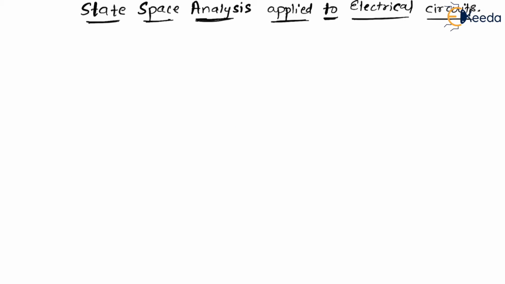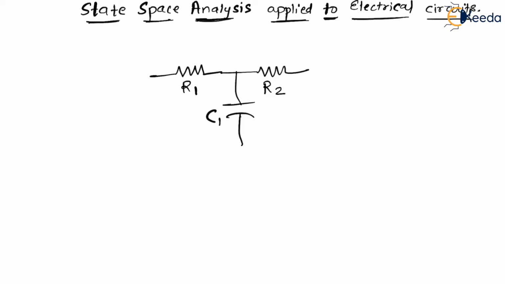So, for applying state space analysis to some electrical circuit, let us first consider an example of an electrical circuit. Let us say this is a resistance, let me call it R1. Let me have another resistance here, which is R2. Let me have a capacitor here, let us say C1. Let me have another capacitor here, let us say C2, and that's it.